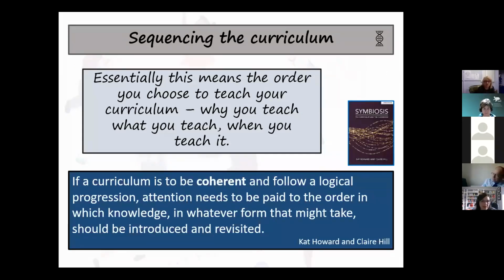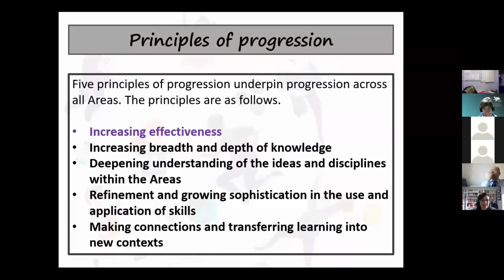So, sequencing the curriculum. Here I've taken some information from the Symbiosis book by Kat Howard and Claire Hill, a really good book that looks at curriculum coherence. Essentially it means the order in which you choose to teach your curriculum, and why you teach what you do when you teach it. But it's more than just identifying the order in which we teach things, it's about the relationships and the connections between the different aspects.